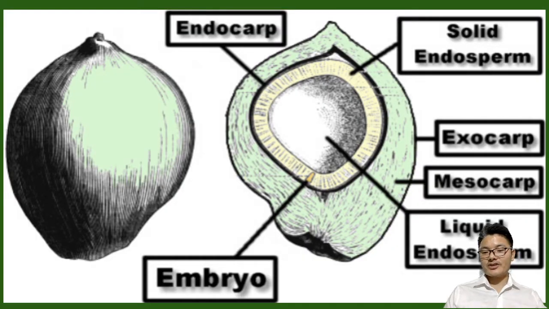As you can see here, in case of coconut, you are able to observe exocarp, the outermost covering of coconut. Then we have mesocarp, the middle covering, and we have endocarp, which is the innermost layer of covering. And within the endocarp, we are able to observe the solid endosperm, which is the cellularized endosperm. And within the solid endosperm, we are able to observe the liquid coconut water, which is nothing but free nuclei without cell wall, and you are also shown here the embryo.